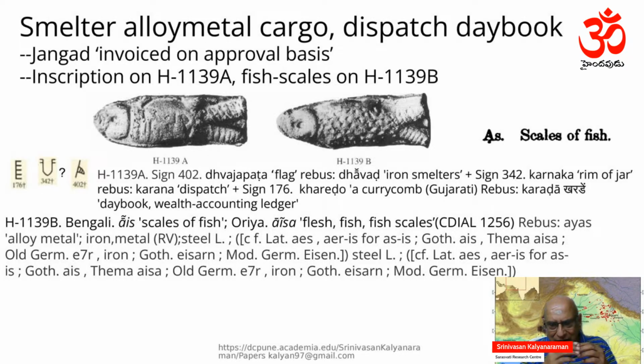Compared to the Aryan language, 1, 2, 5, 6. Rebus readings are IS, alloy metal, iron metal, steel. Latin, IS, iris, Asis, Gothic, ice, Old German, iron, Gothic, Eisen, Modern German, Eisen. So either steel or alloy metal or iron is ought to be indicated by these ice scales of fish, which becomes a cargo on the double Kano. Next, please.